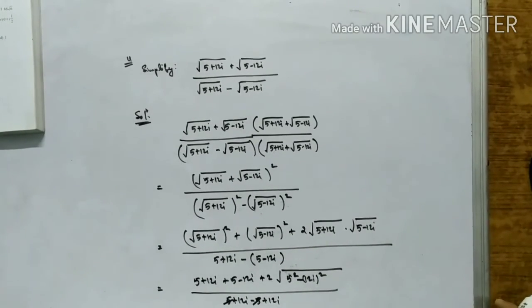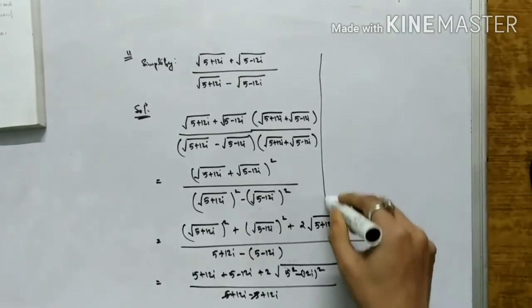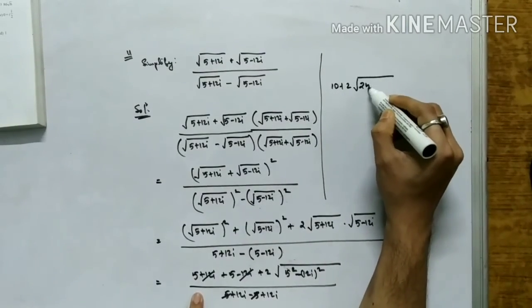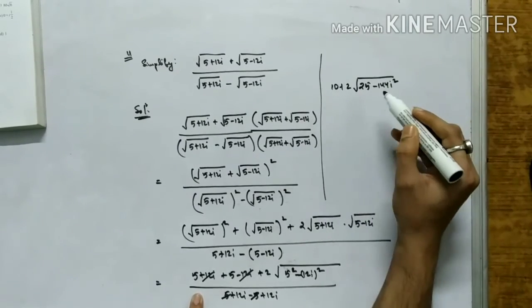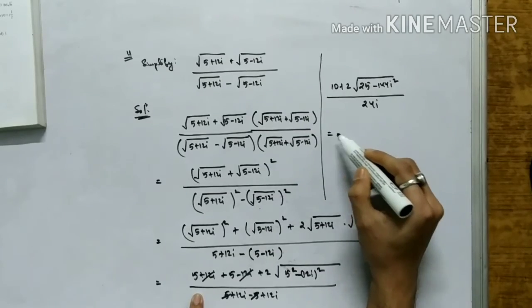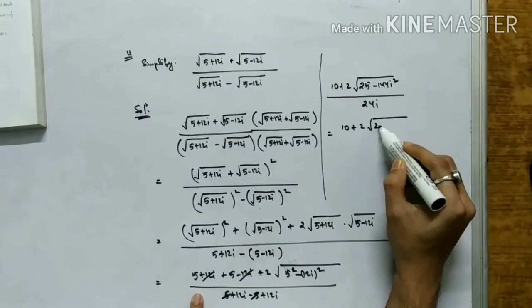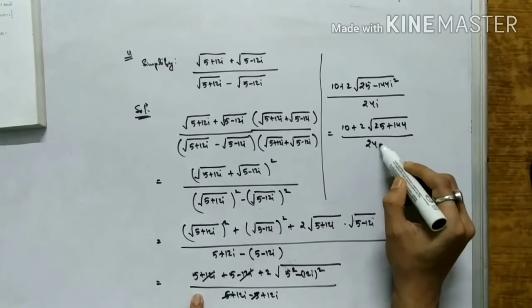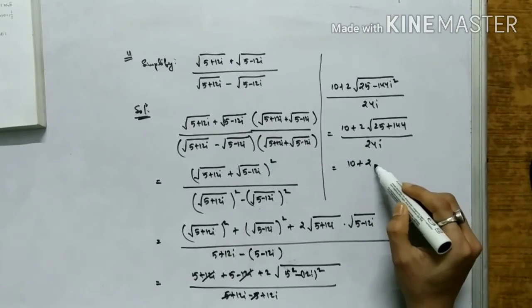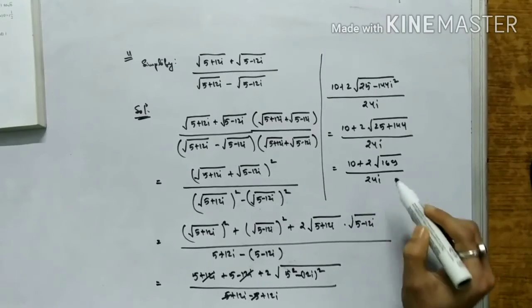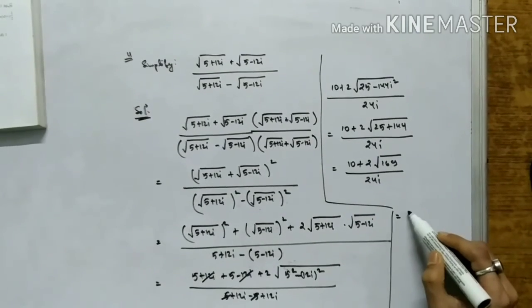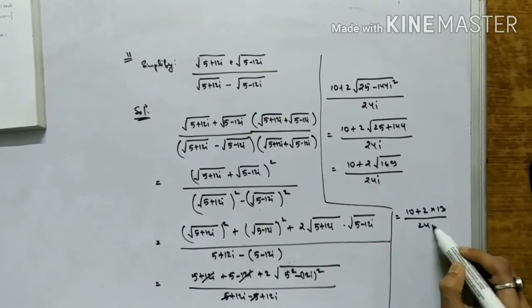So now in here you see, this and this gone. So 10 plus 2 root over 25 minus 144i square by this, it will be 24i. So is equals to 10 plus 2 root over 25 plus 144 by 24i. So next it becomes 10 plus 2 root over 169 by 24i. Okay, so this one is equals to 10 plus 2 into 13 by 24i.